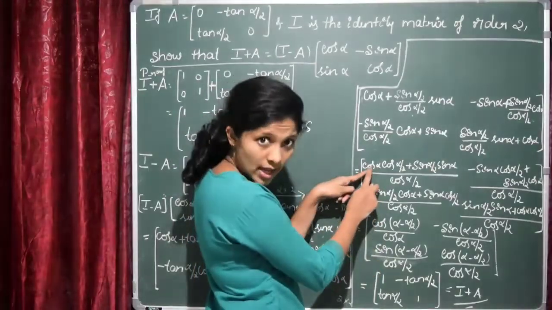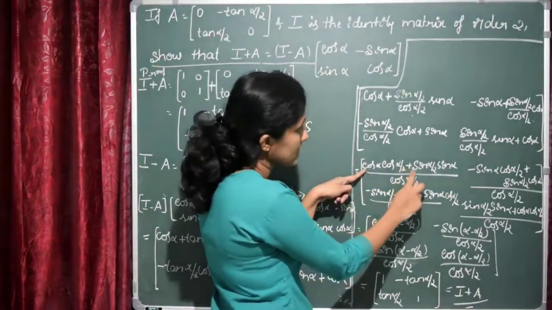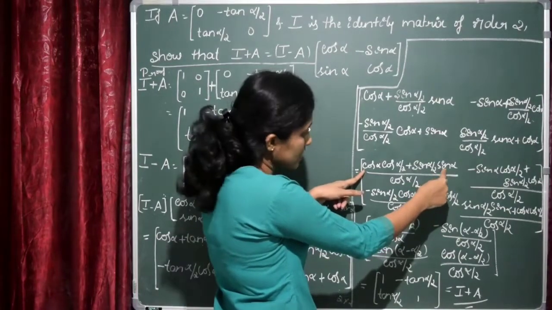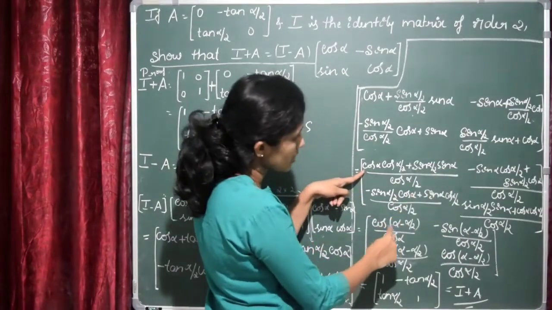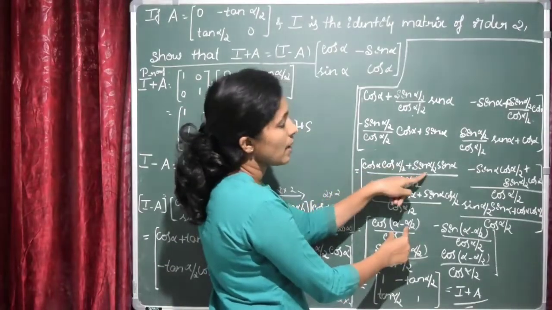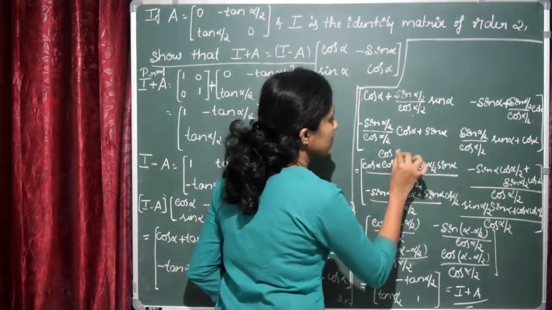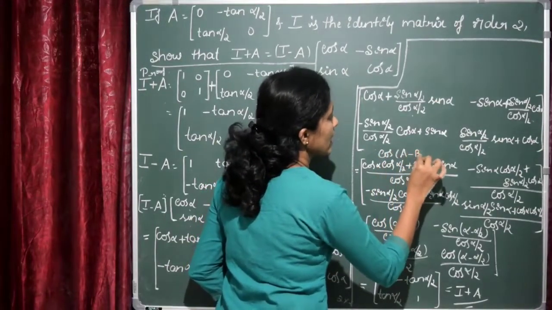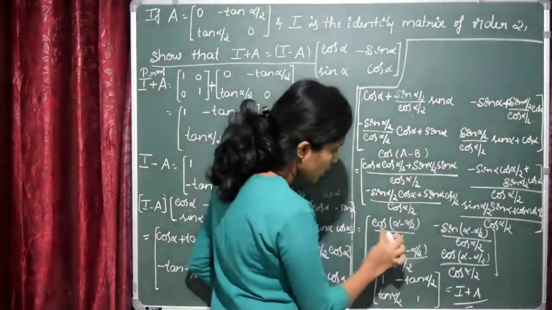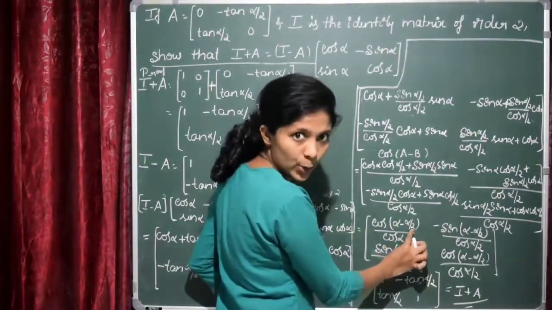See here carefully, cos alpha by 2 plus sin alpha by 2, sin alpha, which formula is it? You know that it is the formula cos of alpha minus alpha by 2, right? Cos alpha by 2 plus sin alpha by 2, sin alpha. This formula is cos of a minus b, right? Cos a minus b. In the place of a you have alpha, in the place of b you have alpha by 2. So this is cos of alpha minus alpha by 2, a is alpha, b is alpha by 2. I hope you understood this one.